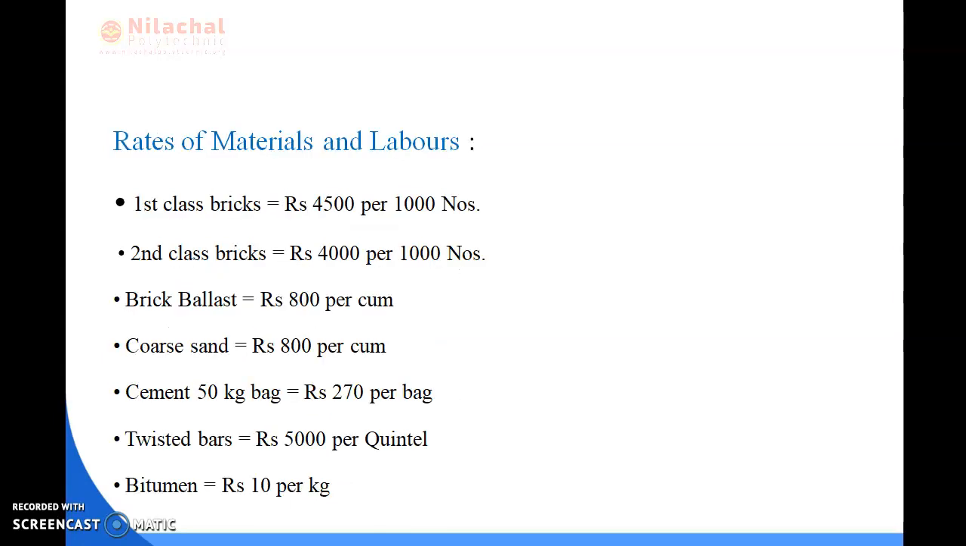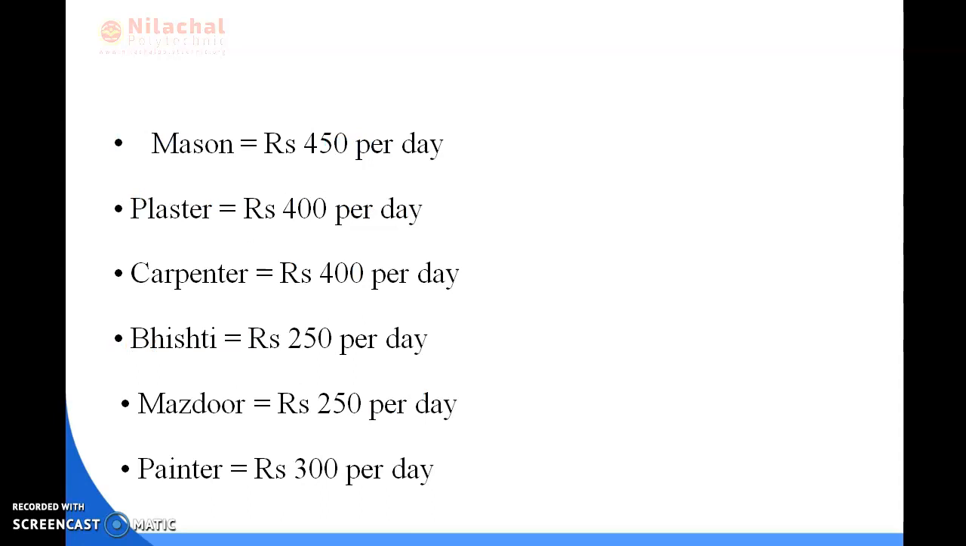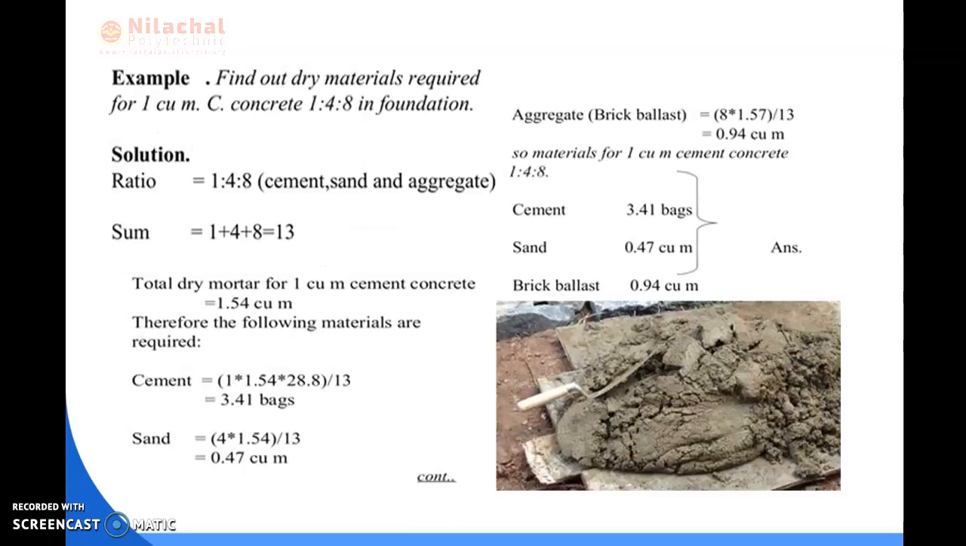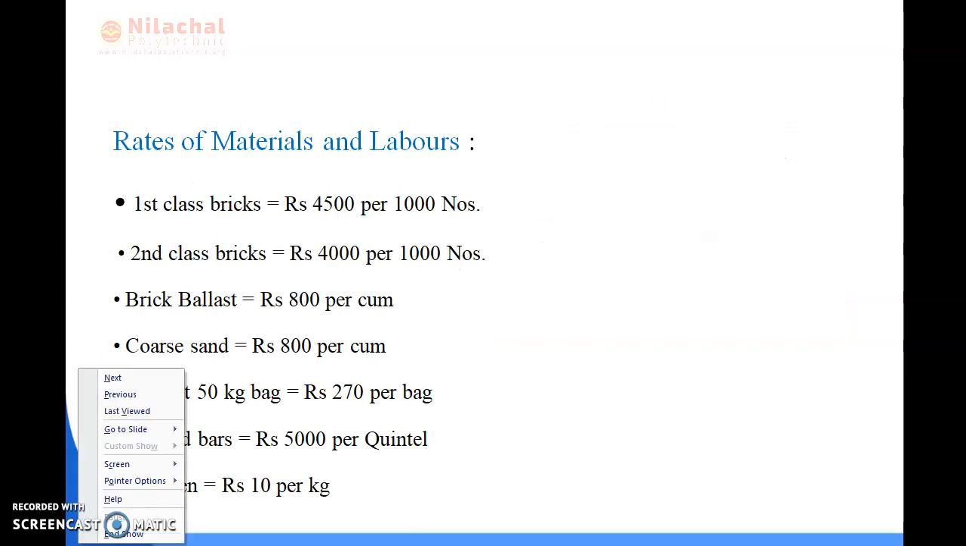And here we discuss the labor part. Mason is required, whose per day charge is 450 rupees. Plasterer for plastering, the labor charge per day is 400. Carpenter per day charge is 400. Bhisti per day charge is 250 rupees, and mazdoor per day charge is also 250 rupees. Painter per day charge is 300 rupees. This is the labor and material cost we discuss.